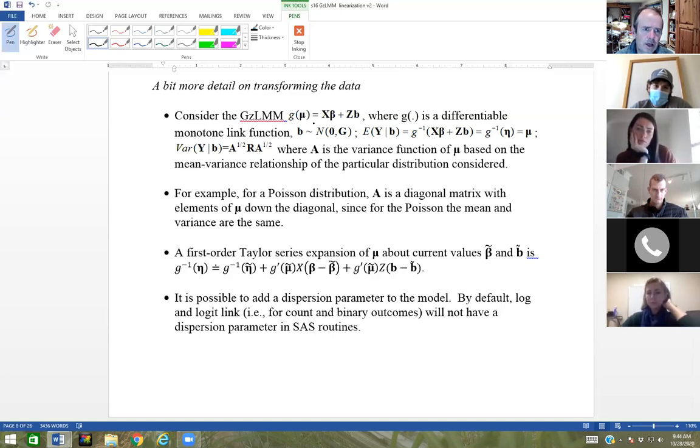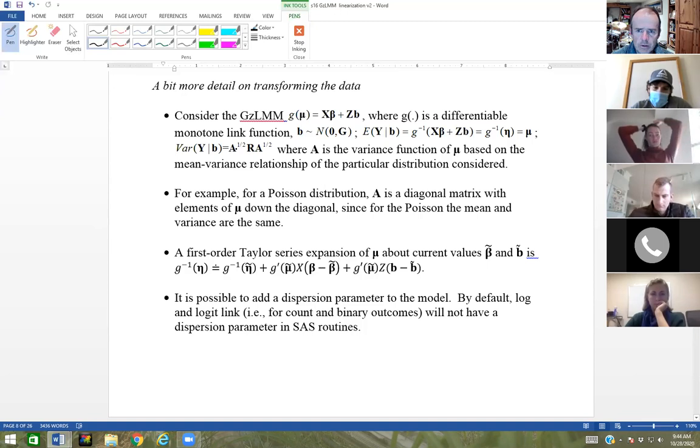We know that they're often related, right? So for example, for the Poisson, the variance is equal to the mean. There's an expression that we can write between the mean and the variance. For the normal, it worked out that they could be separate. They're independent of each other. But for other types of outcomes, we know there's a relationship between the mean and the variance. So the variance of y given b, we know that we can write that this way.